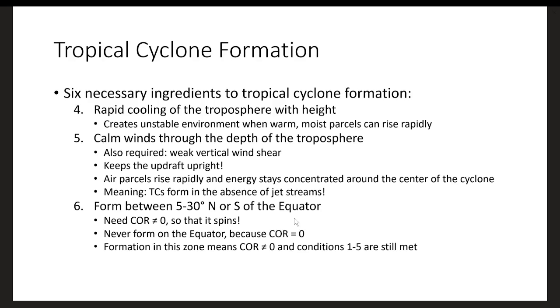The fifth is calm winds through the depth of the troposphere. So you need weak vertical wind shear. And what happens is if you have strong vertical wind shear, where the winds in the upper levels are moving a lot faster than the winds at the surface, the updrafts will tilt and then they will fall over, so you can't get that hurricane development, that strong storm development. So you need the air parcels to rise rapidly and the energy to stay concentrated around the center of the cyclone. So they form in the absence of jet streams.